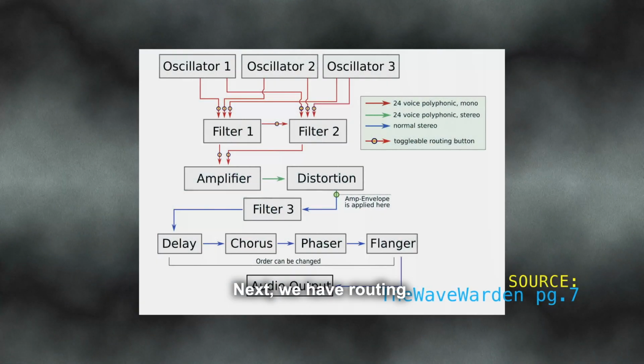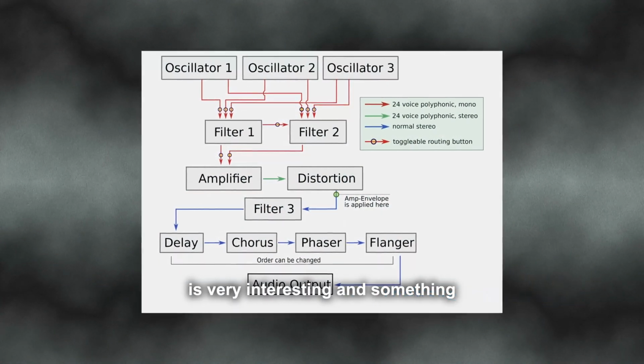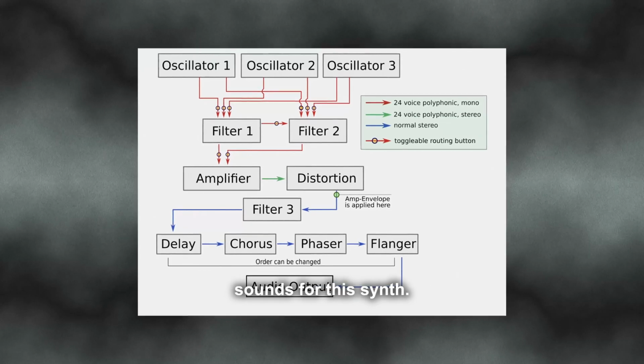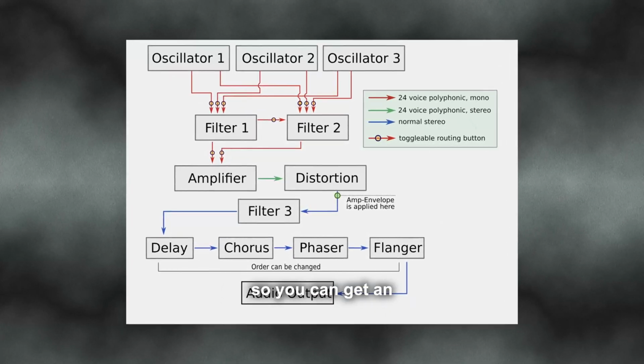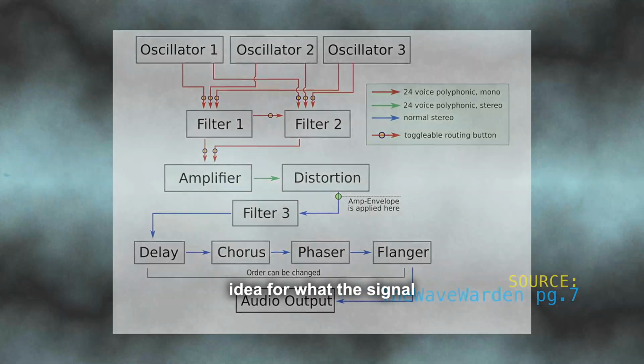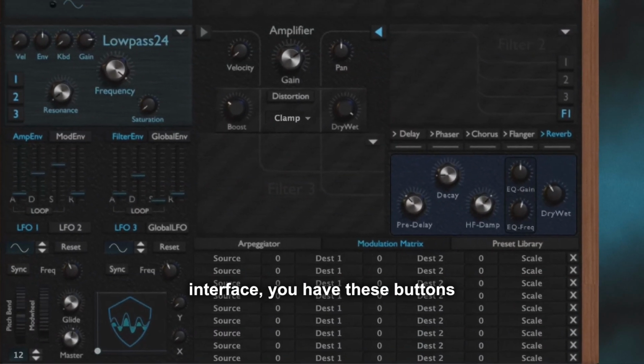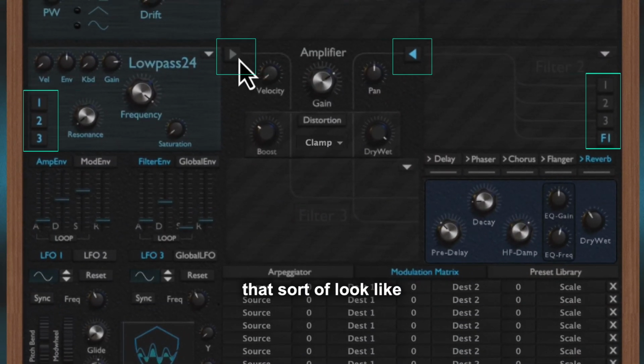Next, we have routing. So the routing of this synth is very interesting and something to know as you're creating sounds for this synth. And so I kind of have it up here so you can get an idea for what the signal flow looks like. On the graphical user interface, you have these buttons that sort of look like play buttons or arrow buttons. They're actually routing buttons that you can toggle on and off.